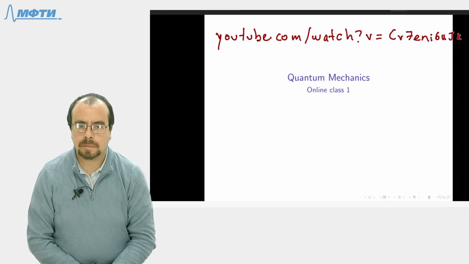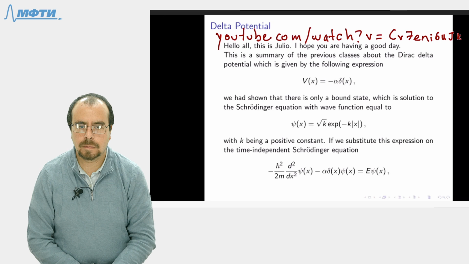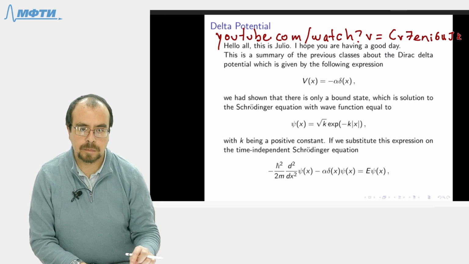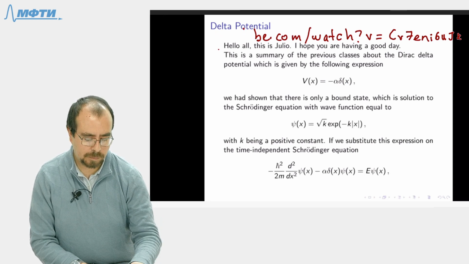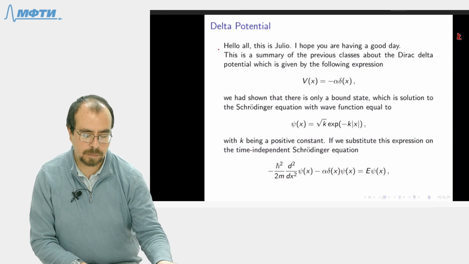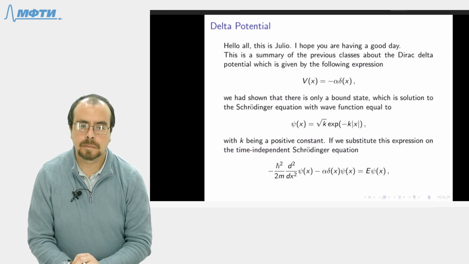Let's begin. First of all, let's have a summary about the Dirac delta potential, which we discussed some classes ago in order to check some of the properties. We solved the Schrödinger equation for a Hamiltonian with potential given by the expression.